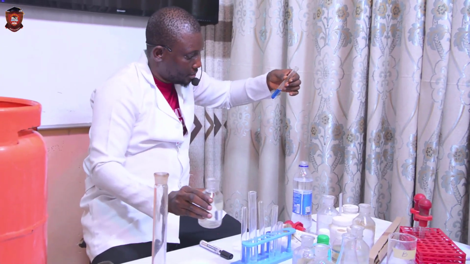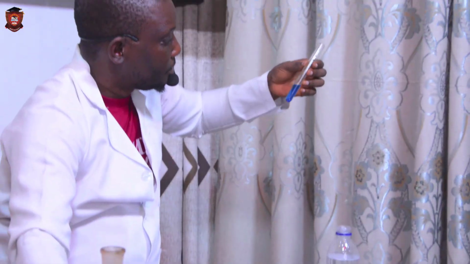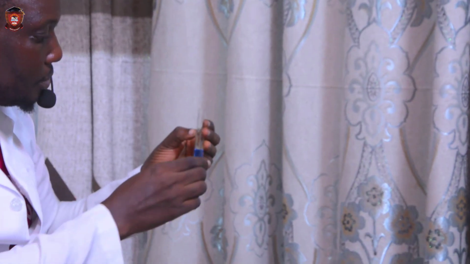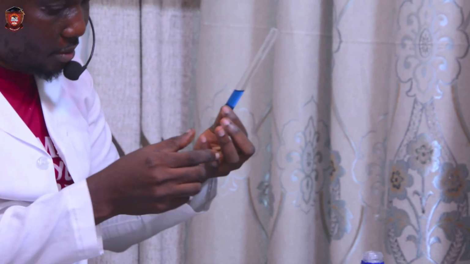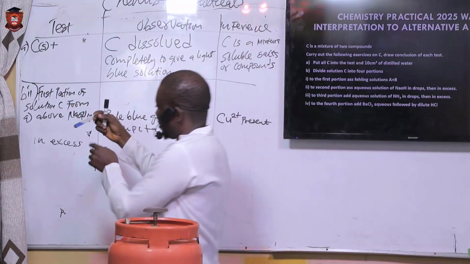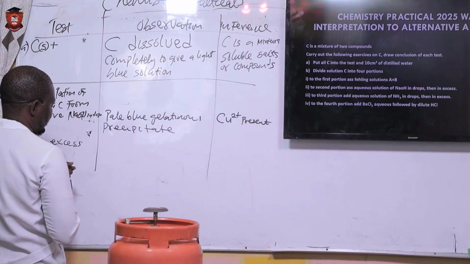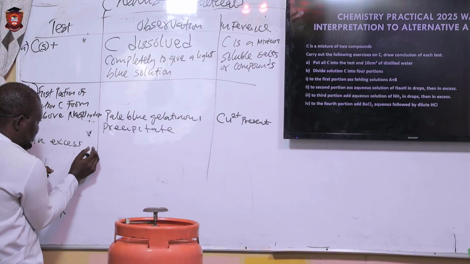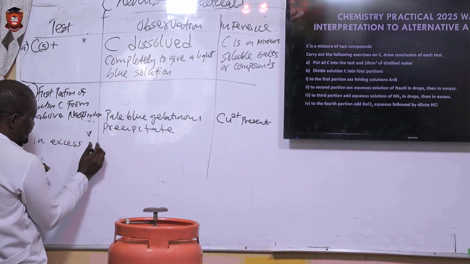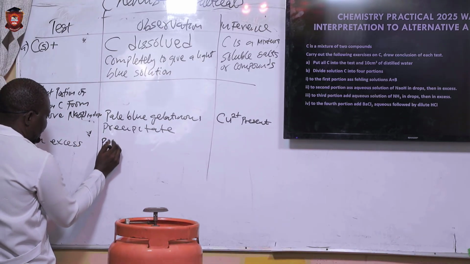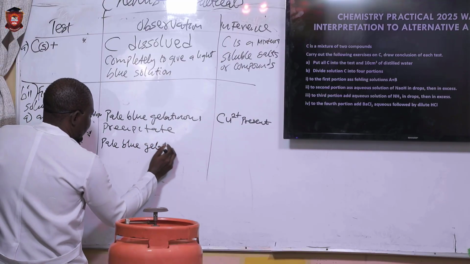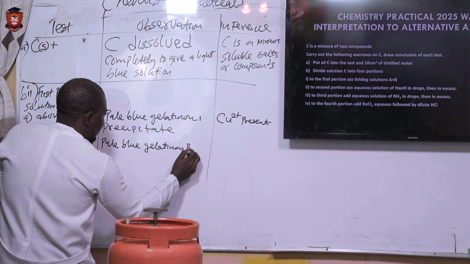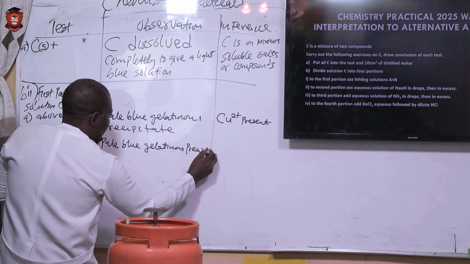In excess, the precipitates, there are still precipitates. Well, it does look like it's dissolved, but it can't dissolve because it's not this. So please still write in excess of this same reagent. You now write, pale blue gelatinous precipitate.